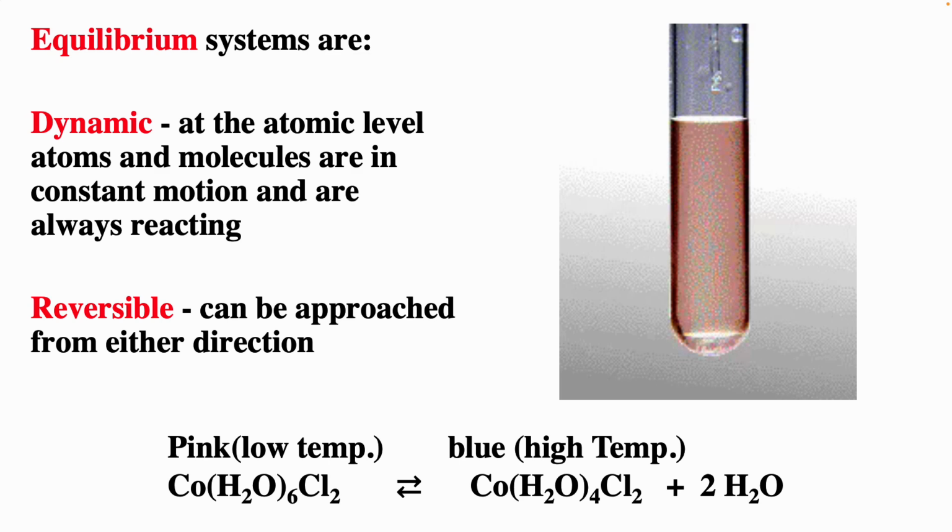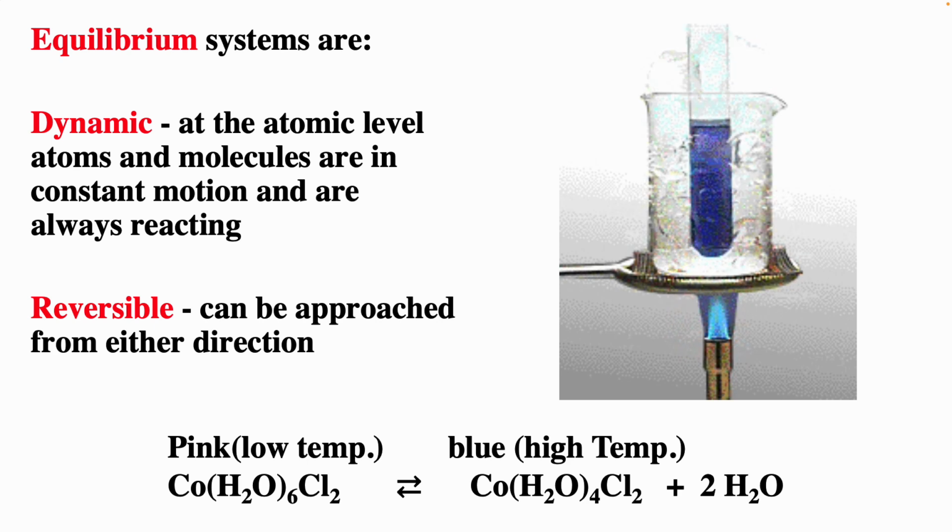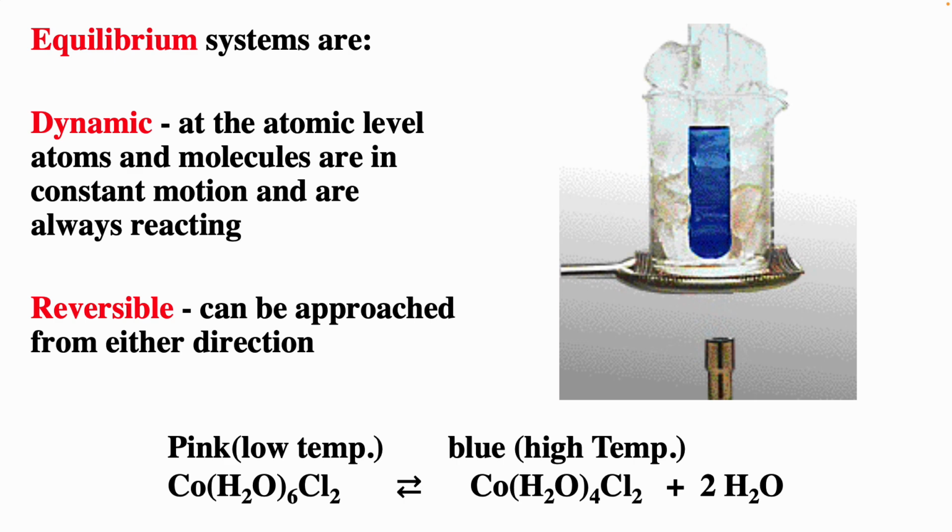At room temperature, a solution of cobalt chloride is pink in color. When we heat it, it gradually turns blue. If we then cool the solution in an ice bath, it turns pink again. The reaction reverses. And so the pink compound is more stable at low temperature, and the blue compound is more stable at higher temperature. By changing temperature, we can go back and forth on this reaction.